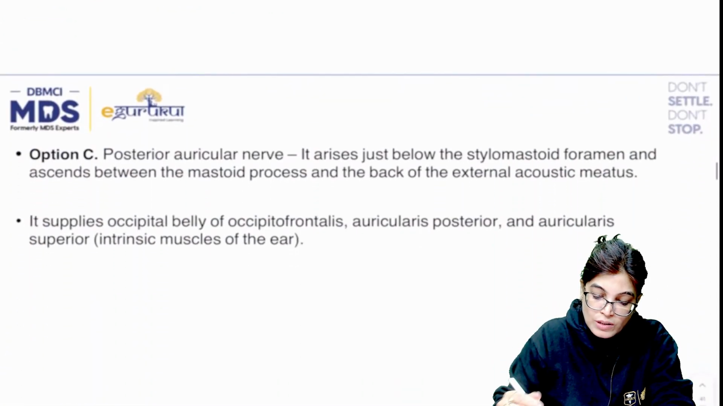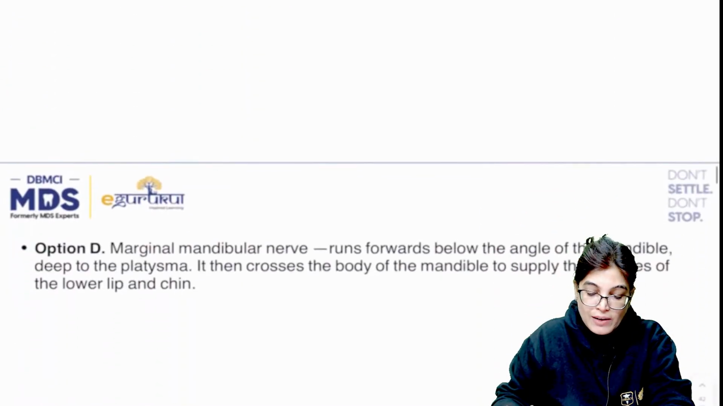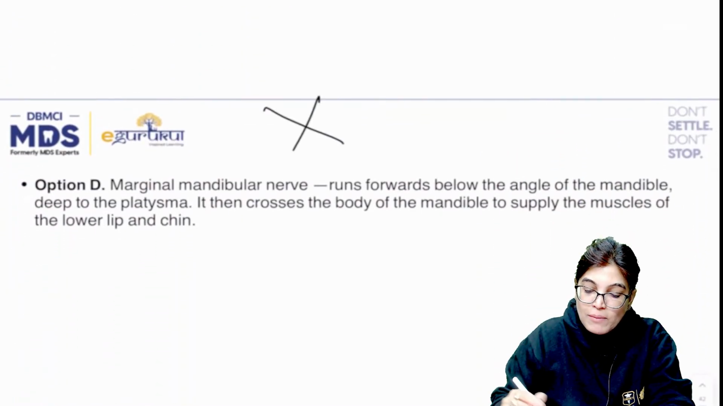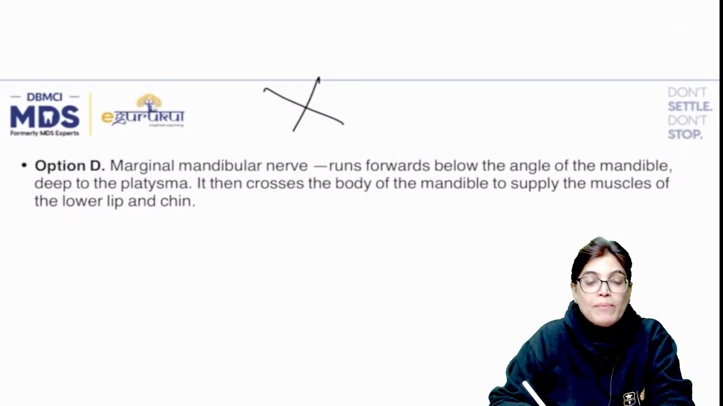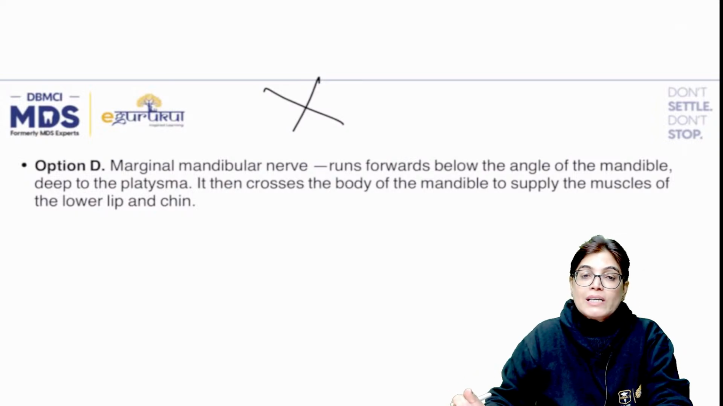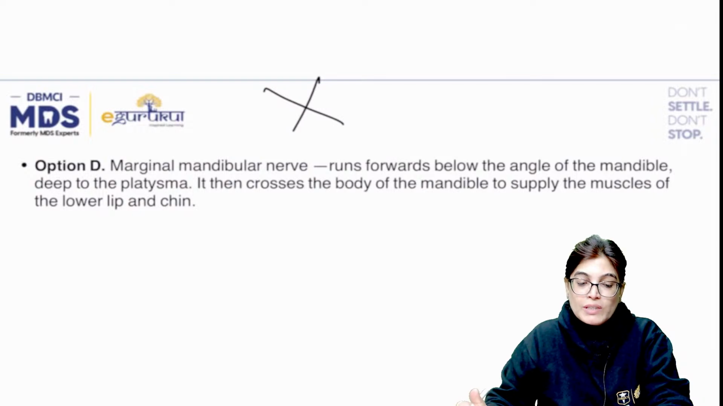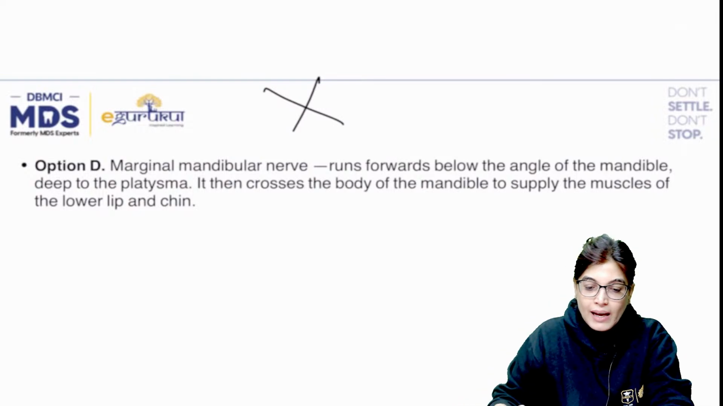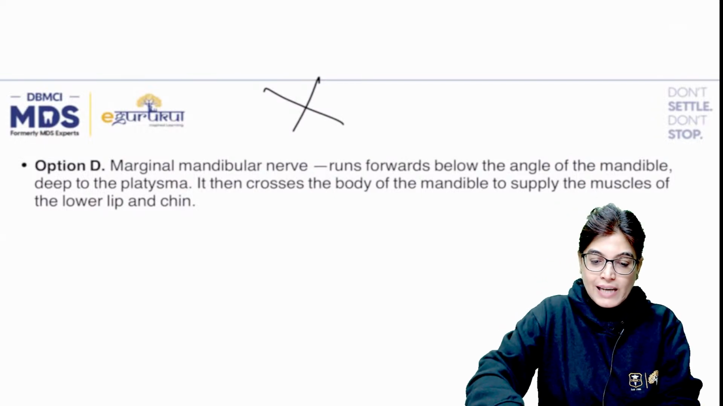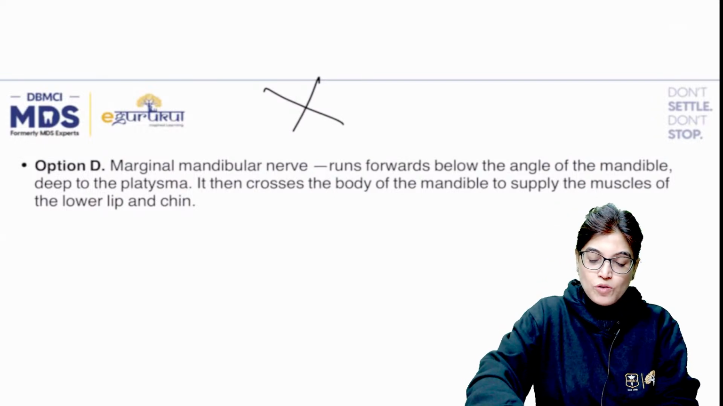Now, posterior auricular is the wrong option, I have already told you. Marginal mandibular is also wrong, because it is crossing the body of the mandible to supply muscles of the lower lip and chin. So it is also giving motor supply. So it is not the right answer. Okay, everyone, are you understanding? Okay, let's move on to the next question.